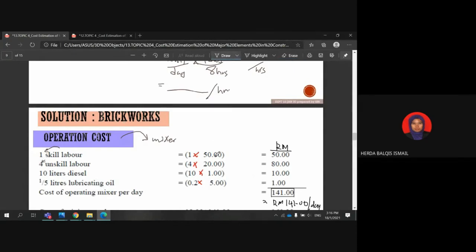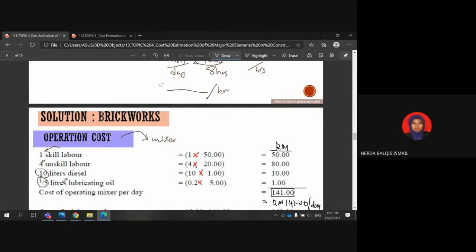So given the salary of skilled labor is 50 ringgit per day and unskilled labor is 20 ringgit per day, you multiply, and you will get this cost, 50 ringgit and 80 ringgit. Alright, so where do we get this constant, 10 liters of diesel and 1 over 5 liters?